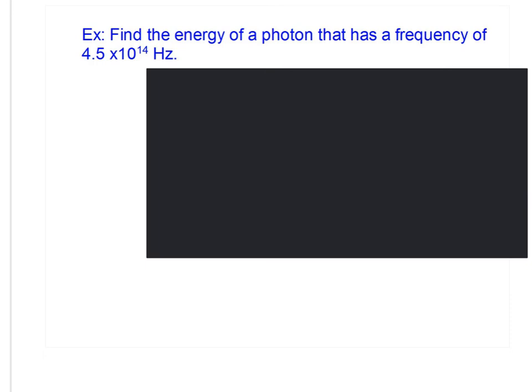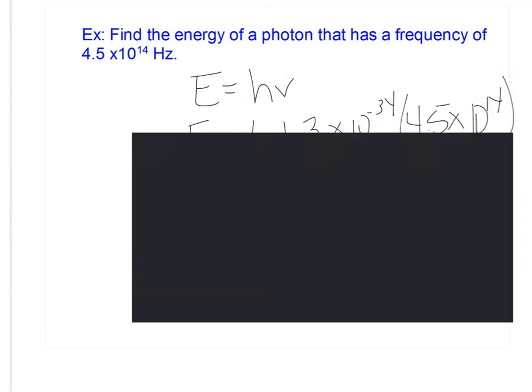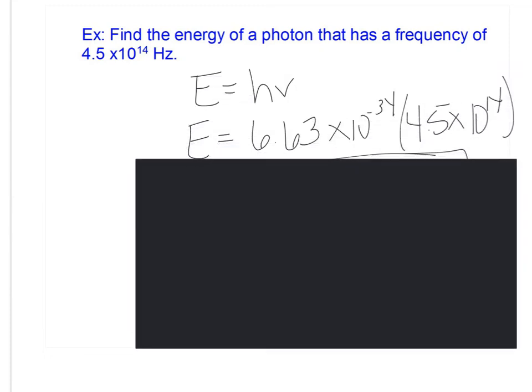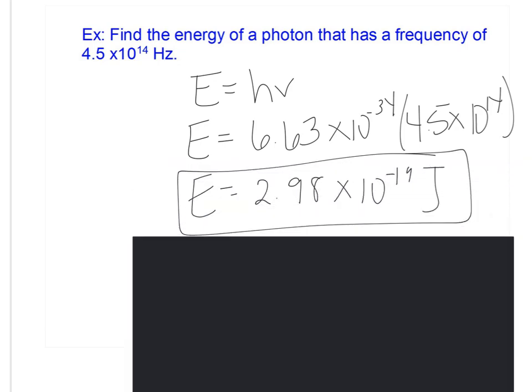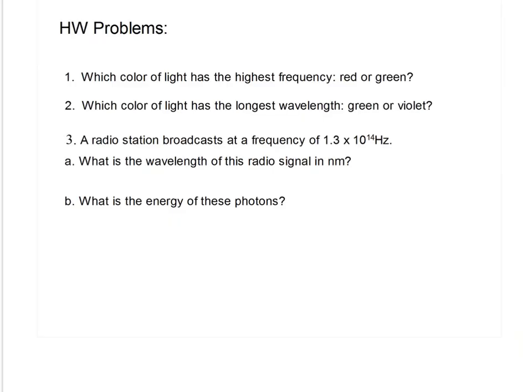Okay, so we want to find the energy of a photon that has a frequency of 4.5 times 10 to the 14th hertz. So that's your equation. Planck's constant times your frequency. When you multiply them together, you get that, and energy is in joules. It's your unit. All right, try these homework problems, and we'll check it in class.